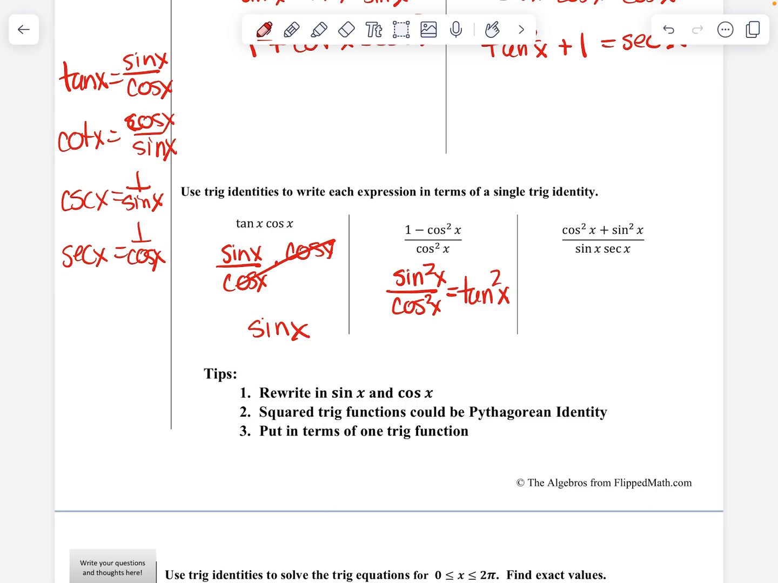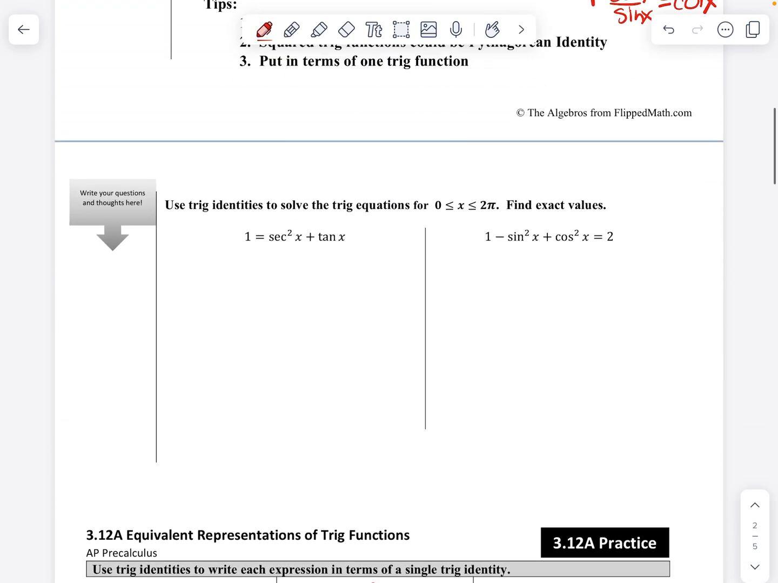All right, what about this one? Well, cosine squared plus sine squared, that's a squared plus b squared, so the top is just 1 over the sine of x times 1 over the cosine of x. So this is 1 over the sine of x times the cosine of x, which would be 1 times cosine of x over sine of x, which is just equal to the cotangent of x. So some tips for these: rewrite in terms of sine and cosine, check the Pythagorean identity, and put in terms of one trig function.